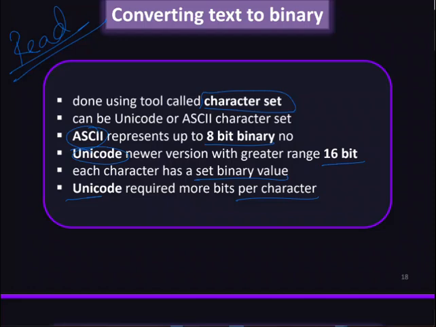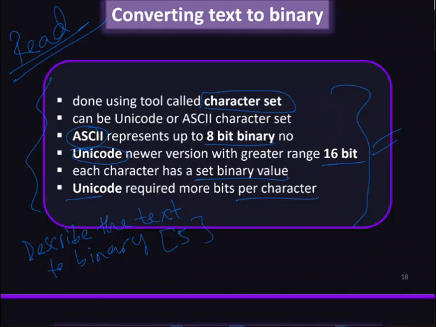So they will ask you to describe text to binary for maybe about 5 points, 5 marks. So then you have to mention everything from here. Don't even miss out anything. Just mention everything, whatever is written over here.